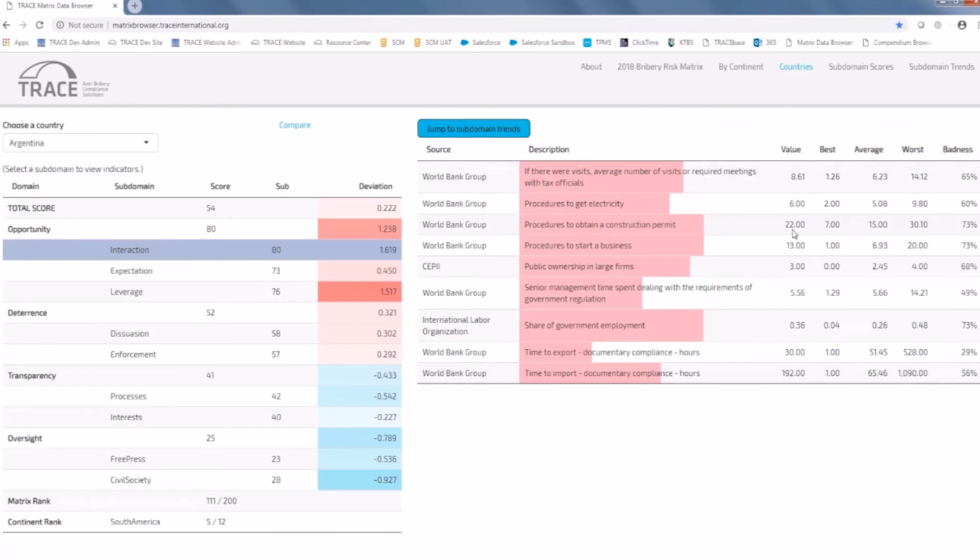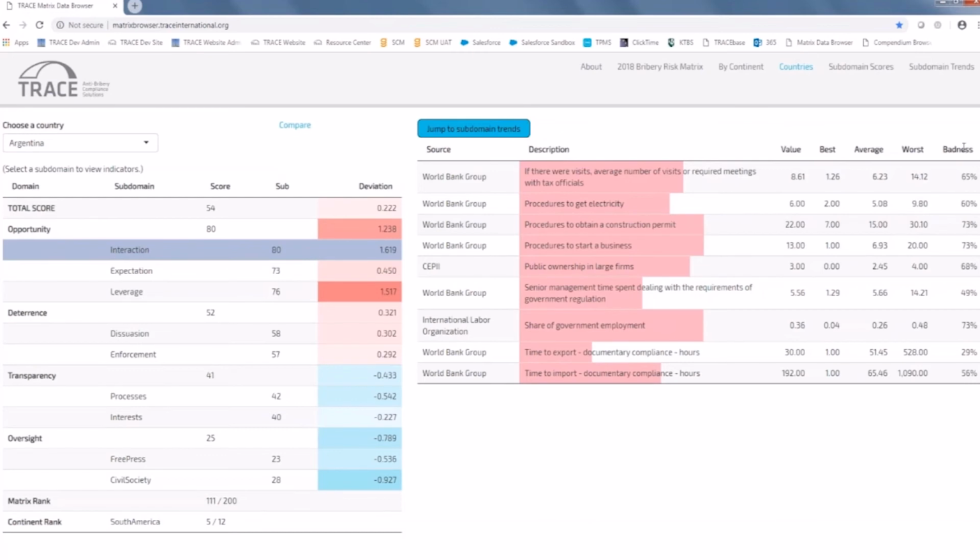And then you may want to know, is 22 for procedures to obtain a construction permit? Is that a good number? Is that a bad number? How would I know? Well, you can get a sense of it by asking yourself, what's the best number? 7 in this case. What's the worst number that any country got? 30.1. And the average worldwide, 15. So that means 22 is somewhere on the bad side of average.